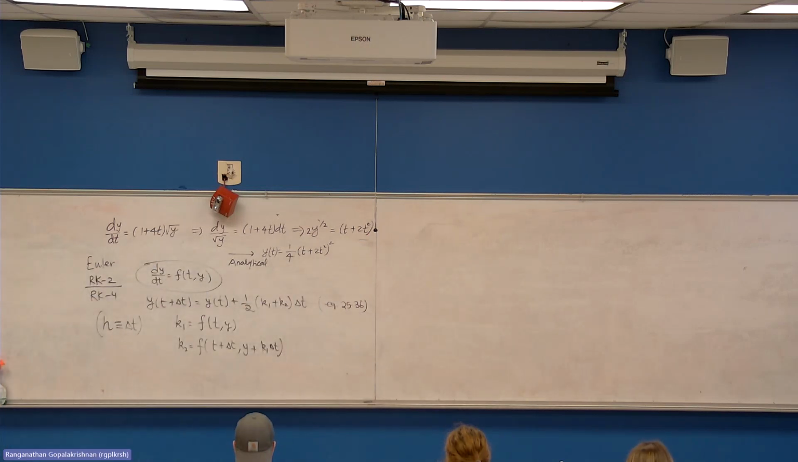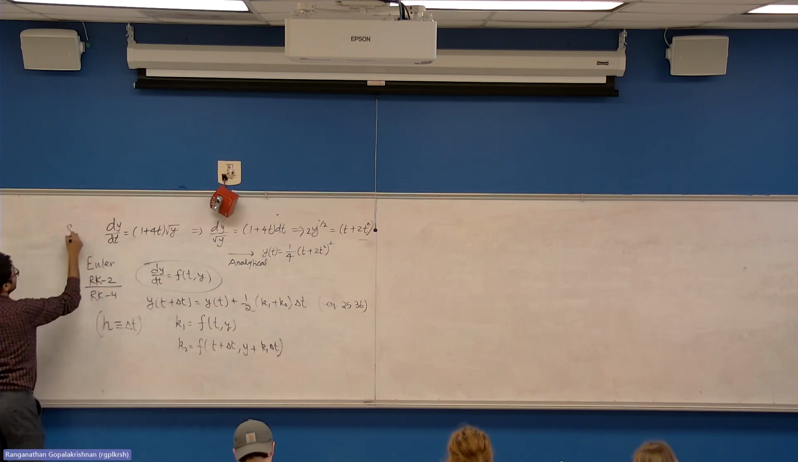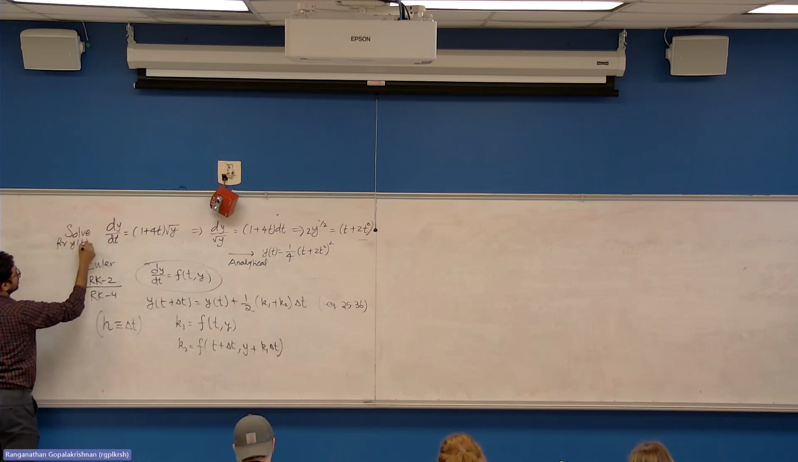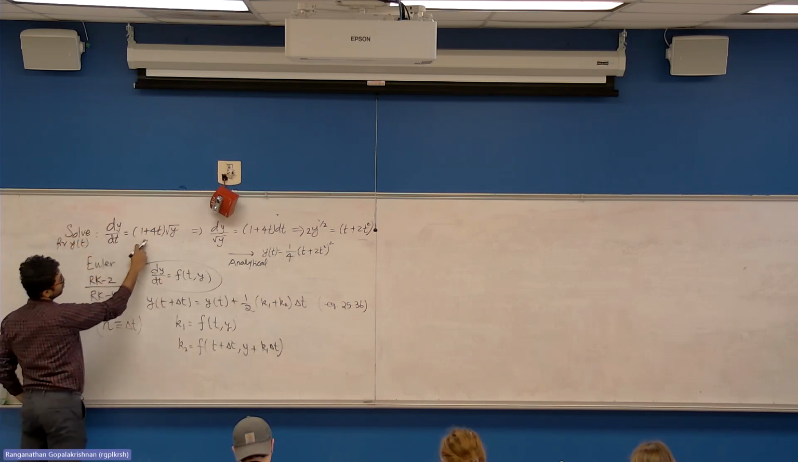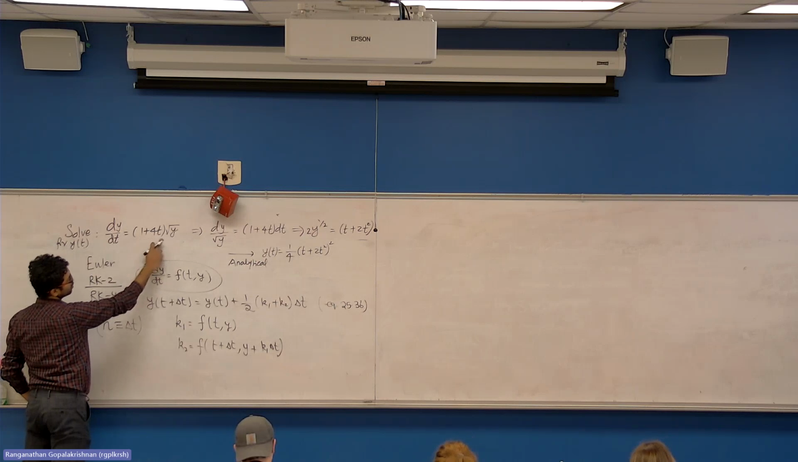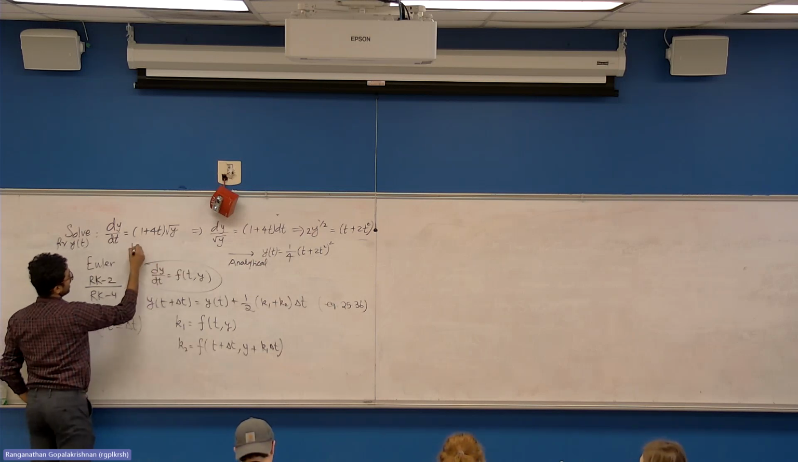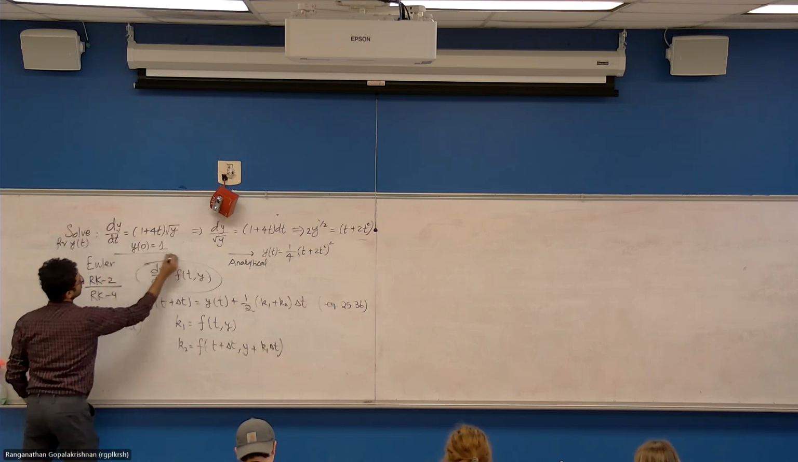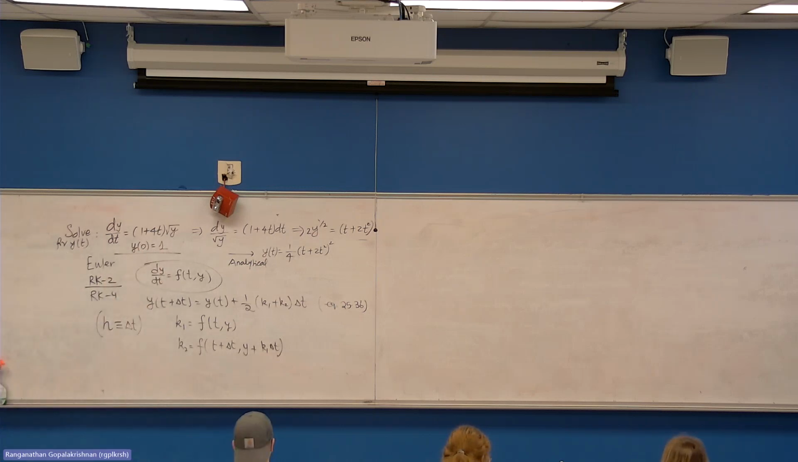So for this problem, our initial condition is y of 0 equal to 1. Solve for y of t, given that dy by dt equal to 1 plus 4t times square root of y, and the initial condition is y of 0 equal to 1. So this is how the problem will be stated.